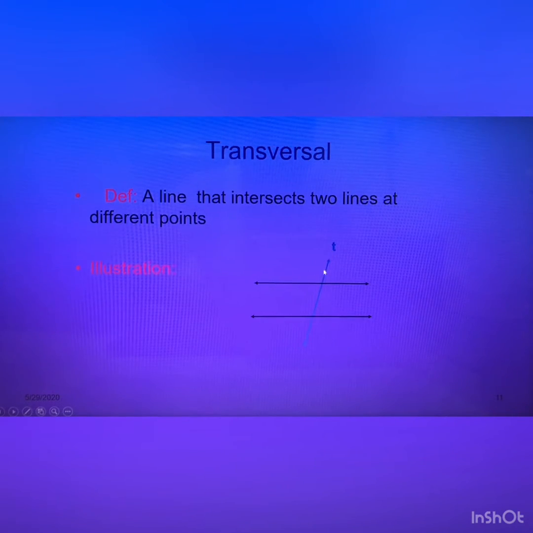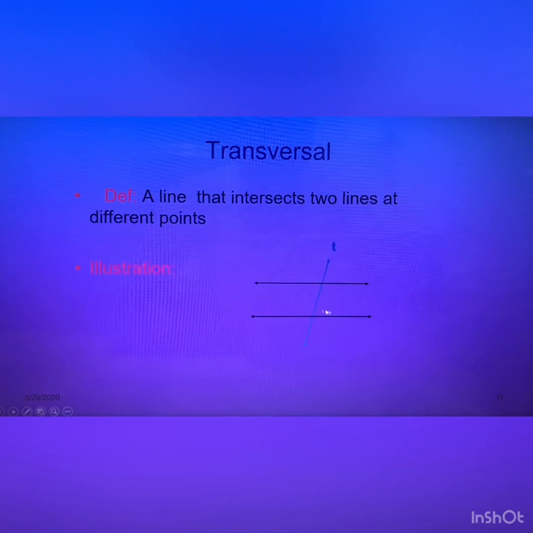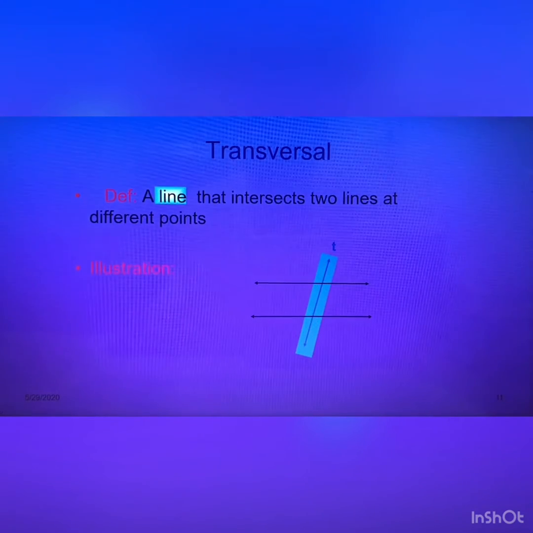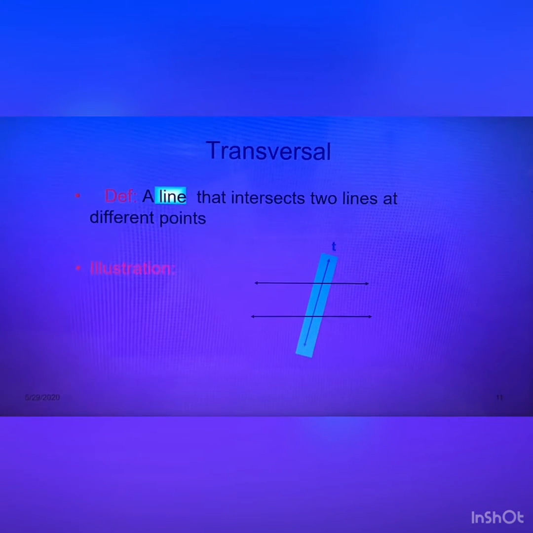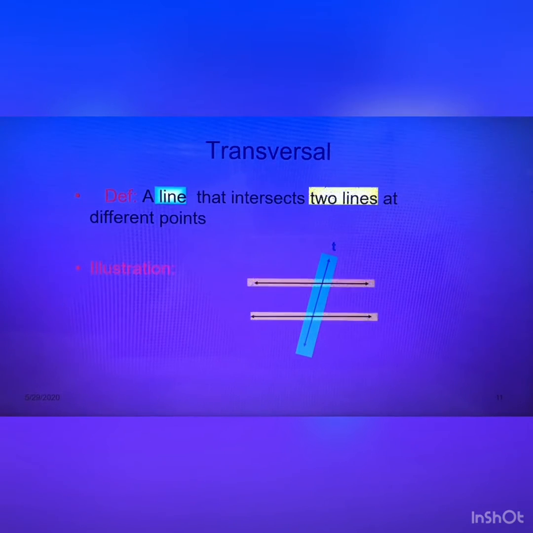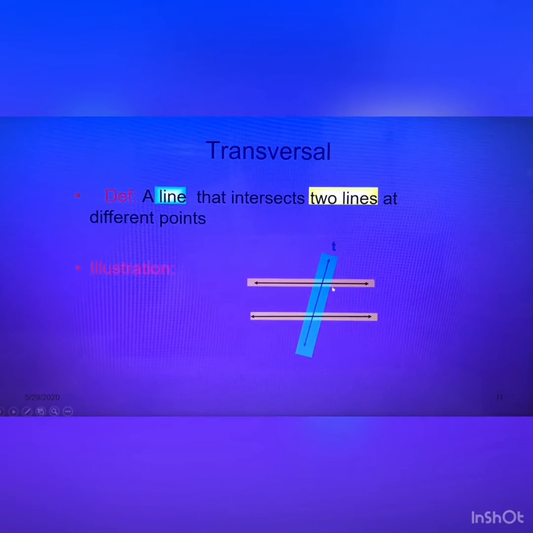This line intersects the first line and also the second line. So this line T is known as a transversal line. Of course, line T is known as a transversal line and it intersects two lines. So these are two lines.